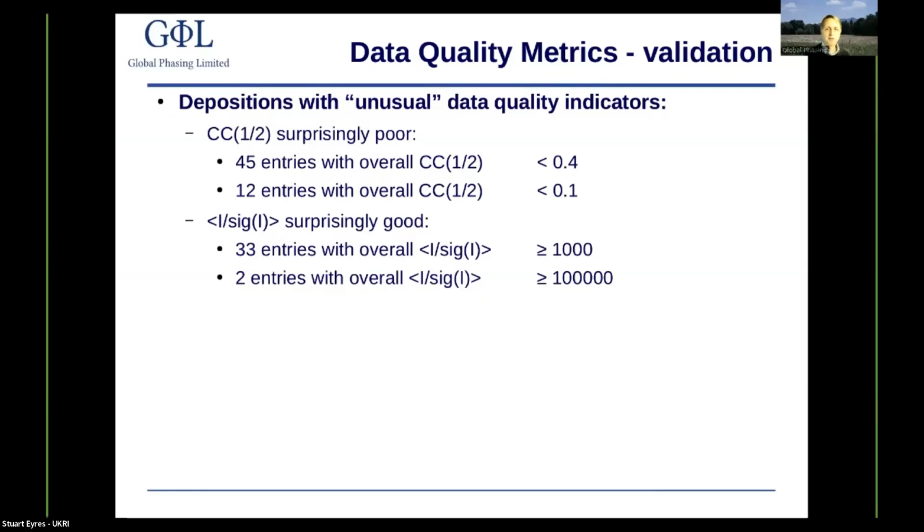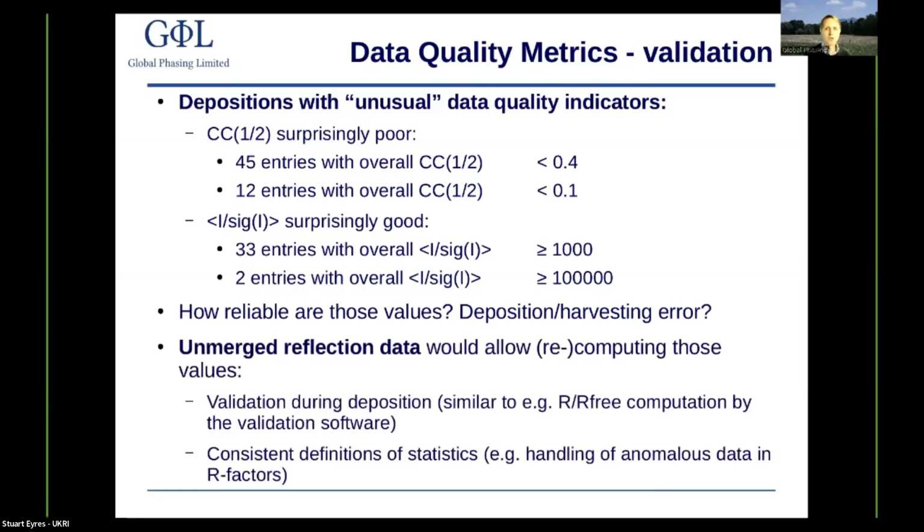What are we to make of PDB entries that have overall CC1/2 values below 40%, or of those with a reported overall mean I over sigma I value above 1,000? Are these just typos, deposition errors, harvesting software bugs, or real data descriptions? If the unmerged data was an intrinsic part of deposition, we would at least have the opportunity of validating the reported metrics against the actual data.